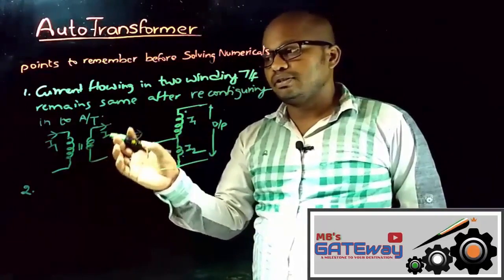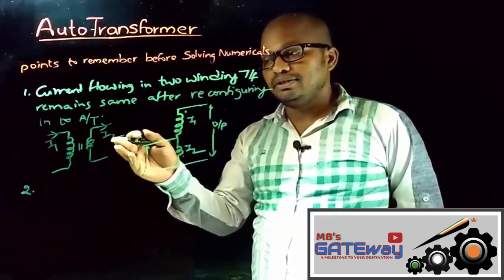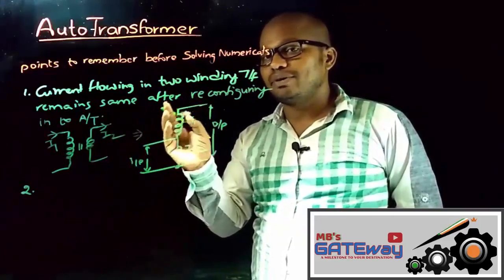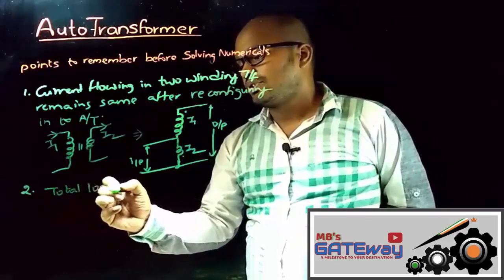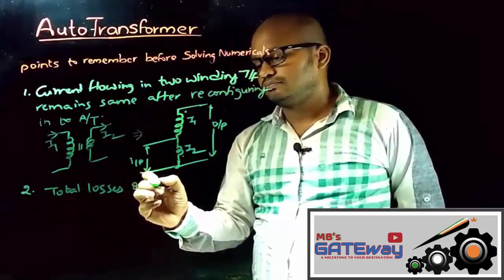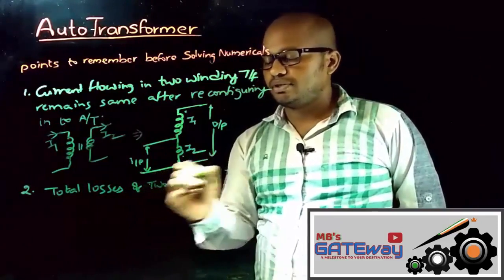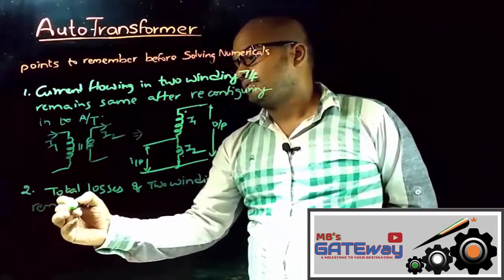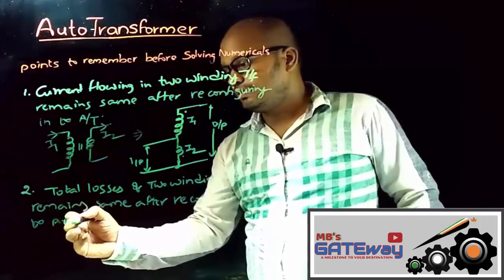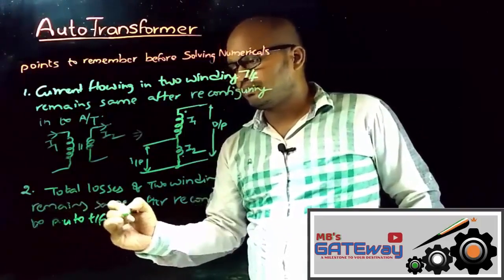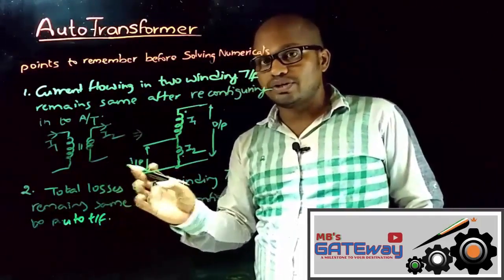And the second point is, as the two winding transformer is configured into autotransformer, the losses in the transformer don't change. So total losses of two winding transformer remain same after reconfiguring to autotransformer. That is, total loss of two winding transformer is equal to the total loss of autotransformer.